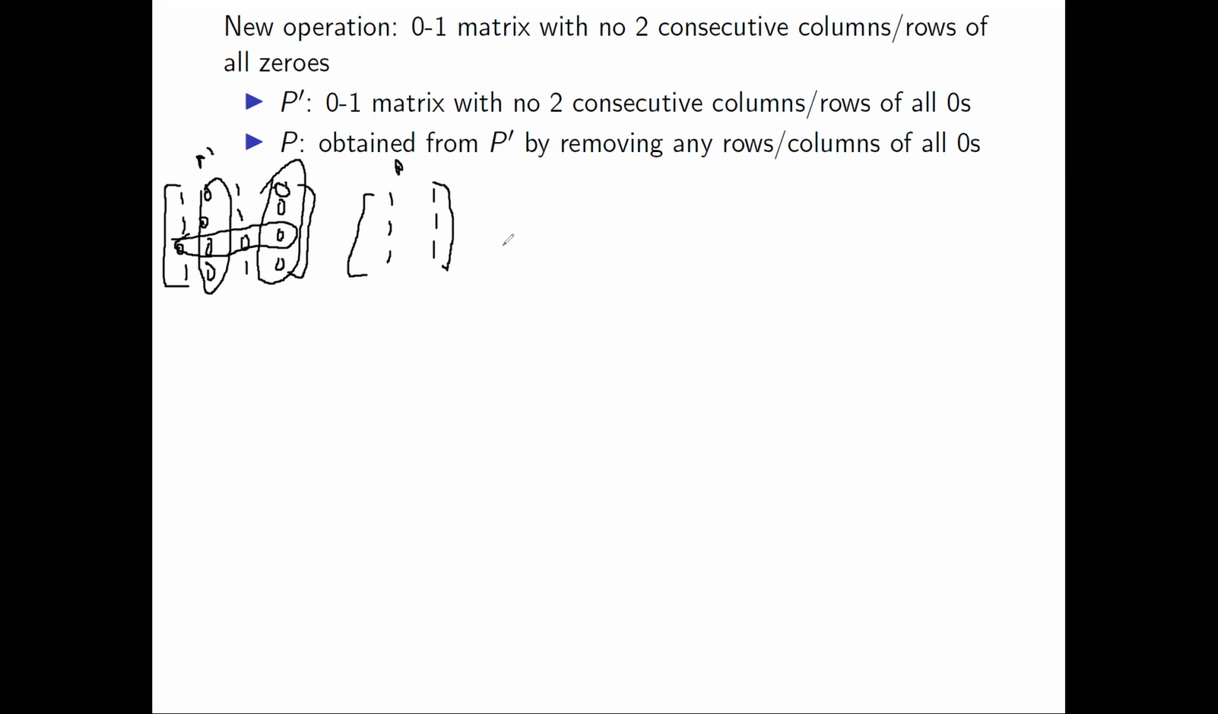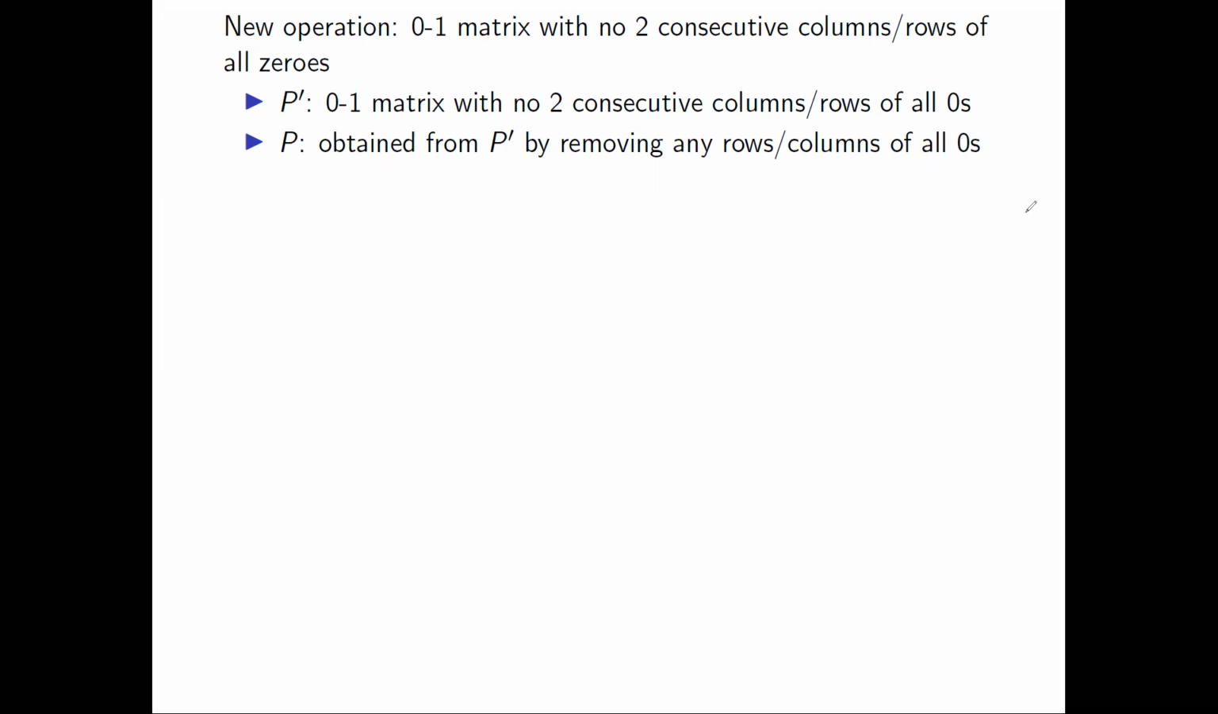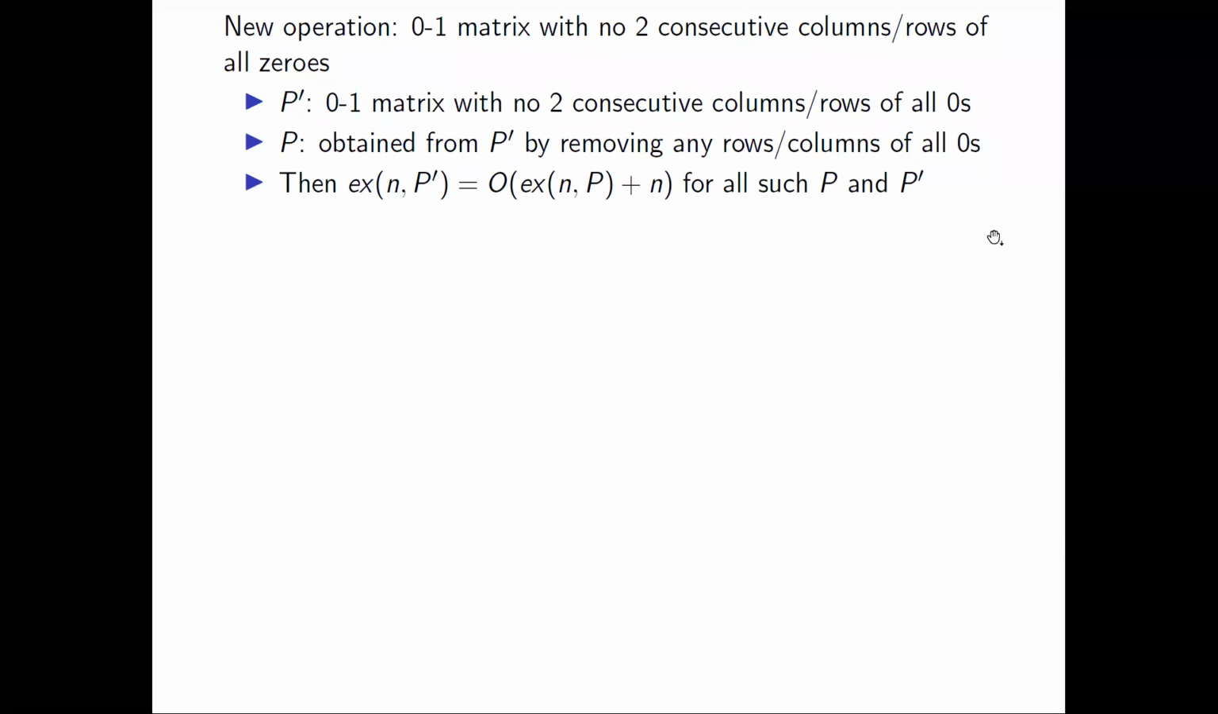So the claim here is that the extremal function of P prime is big O of the extremal function of P plus n. And this holds for any P prime, which is a 0-1 matrix with no two consecutive columns or rows of all zeros. So any such P prime, this inequality must hold for it. And we're going to prove that.